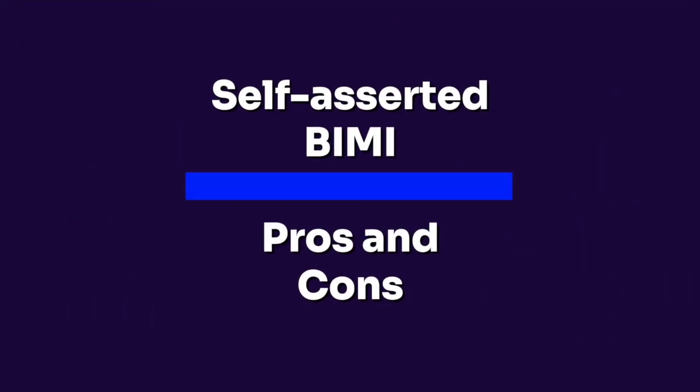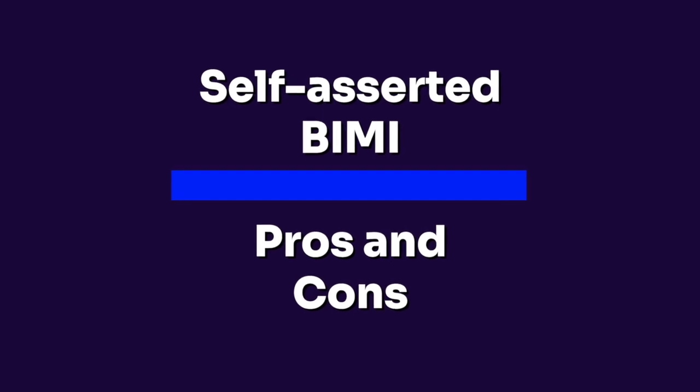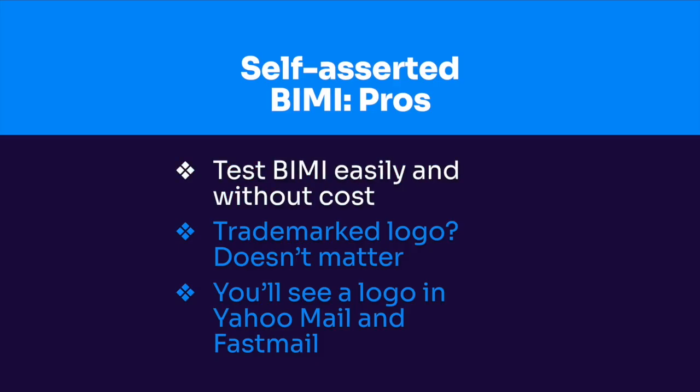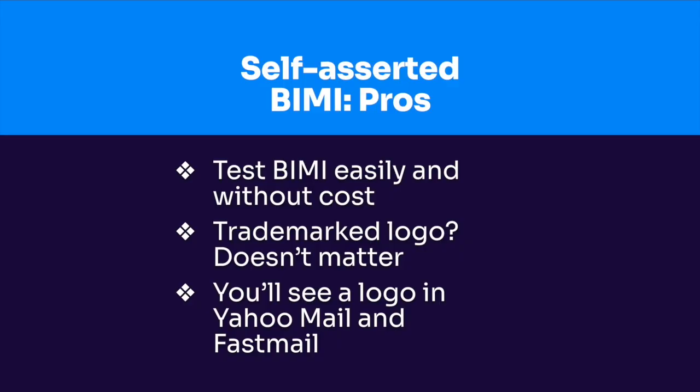Publishing a self-asserted BIMI logo has both pros and cons. Let me break those down for you. Pros. First, you can test BIMI easily and without cost. You don't need to purchase a VMC or CMC to move forward. You don't have to worry about whether or not your logo is trademarked. And you'll likely get a logo displaying at Yahoo and Fastmail. Fastmail will display it immediately. With Yahoo, they need to see enough volume and you need to have a good sender reputation. And if your logo isn't showing up at Yahoo after a week or two, you can reach out to Yahoo via their Sender Hub website.